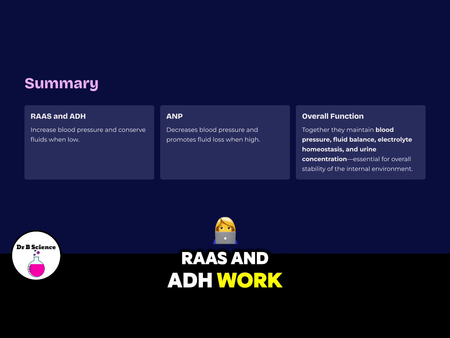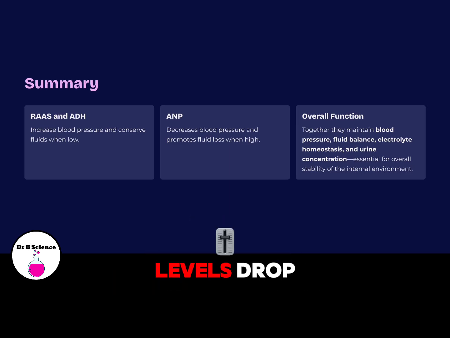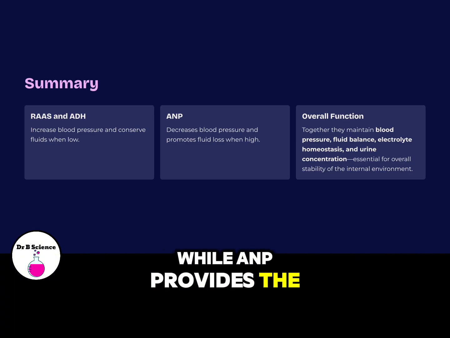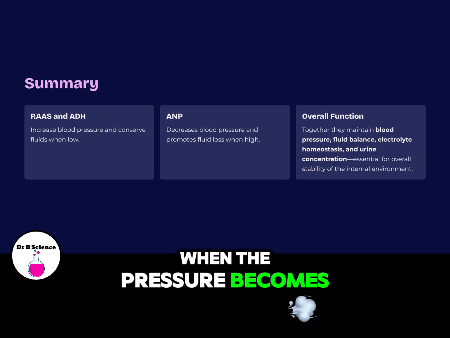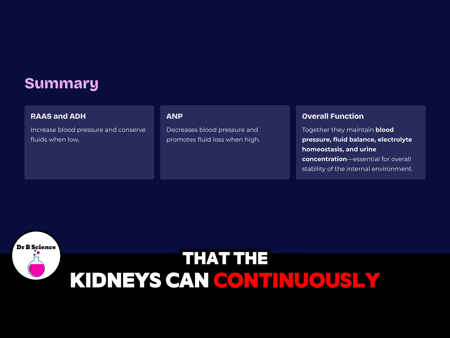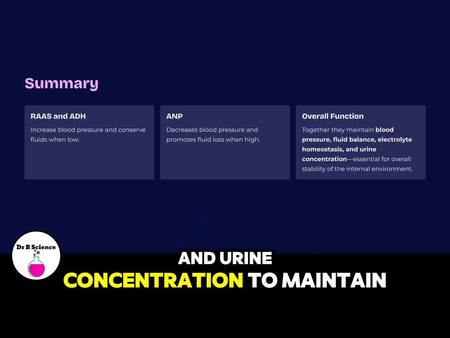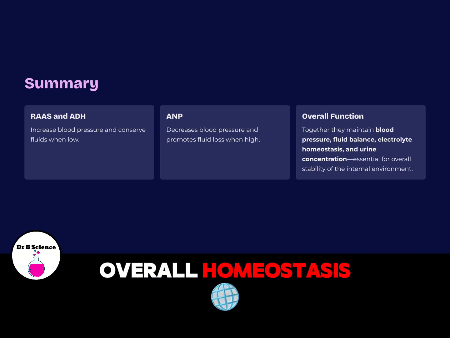In summary, RAS, ADH, and ANP form a tightly coordinated system of hormonal control. RAS and ADH work together to increase blood pressure and conserve water when levels drop, while ANP provides the opposing response when pressure becomes too high. This hormonal interplay ensures that the kidneys can continuously regulate blood volume, electrolyte balance, and urine concentration to maintain overall homeostasis.